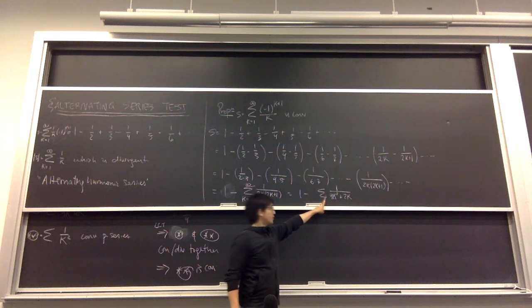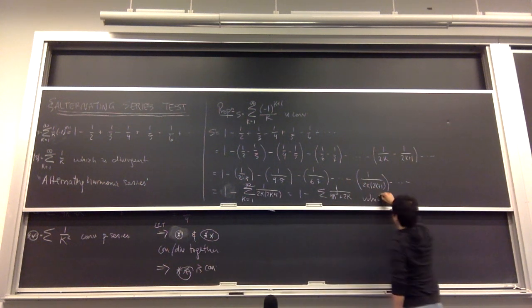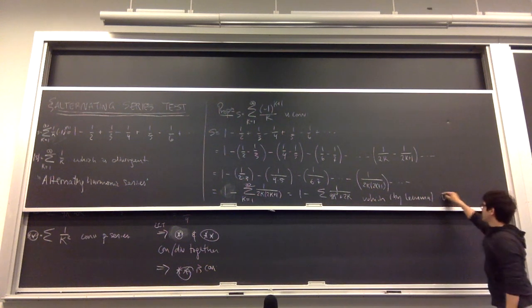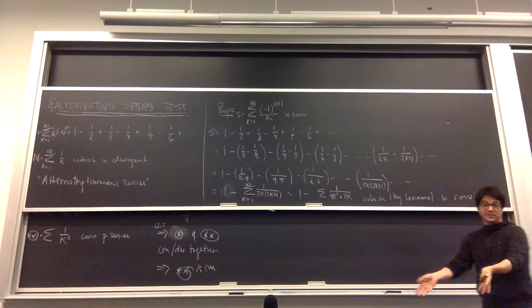That's convergent. Well, this is convergent. That means it's finite. I'm removing it from 1, which is still finite. So this is equal to this, which, by the lemma, is convergent. So what have we proved? The alternating harmonic series is convergent. It's not, however, absolutely convergent.